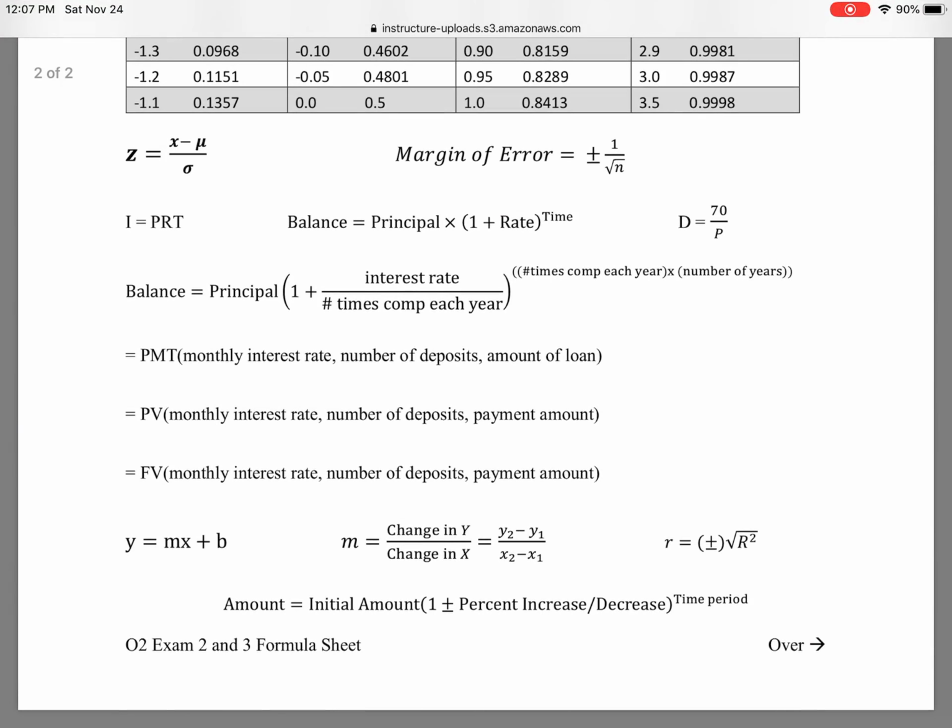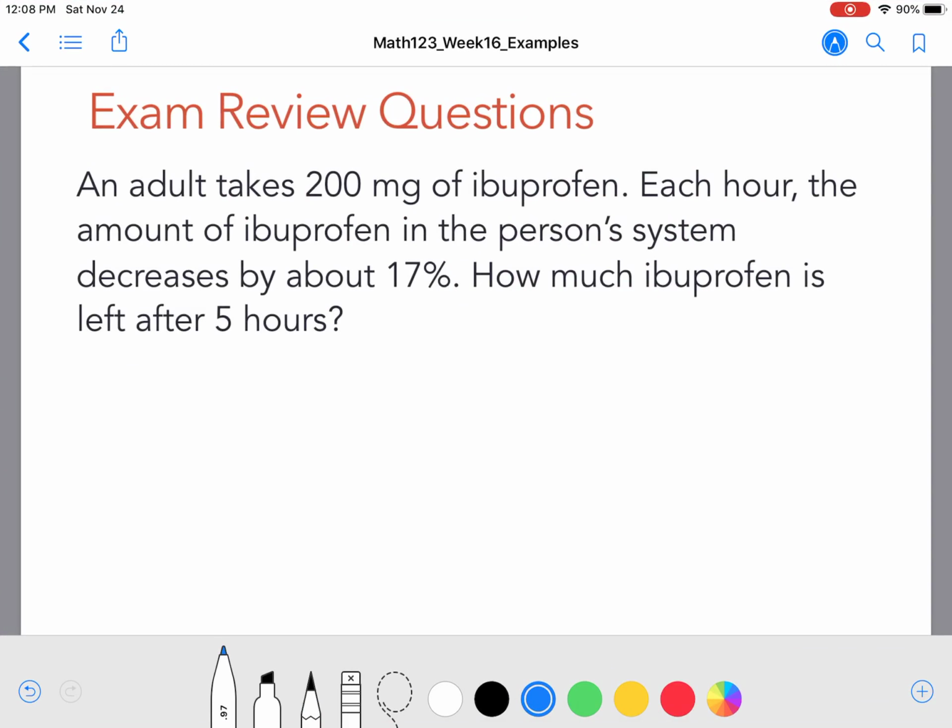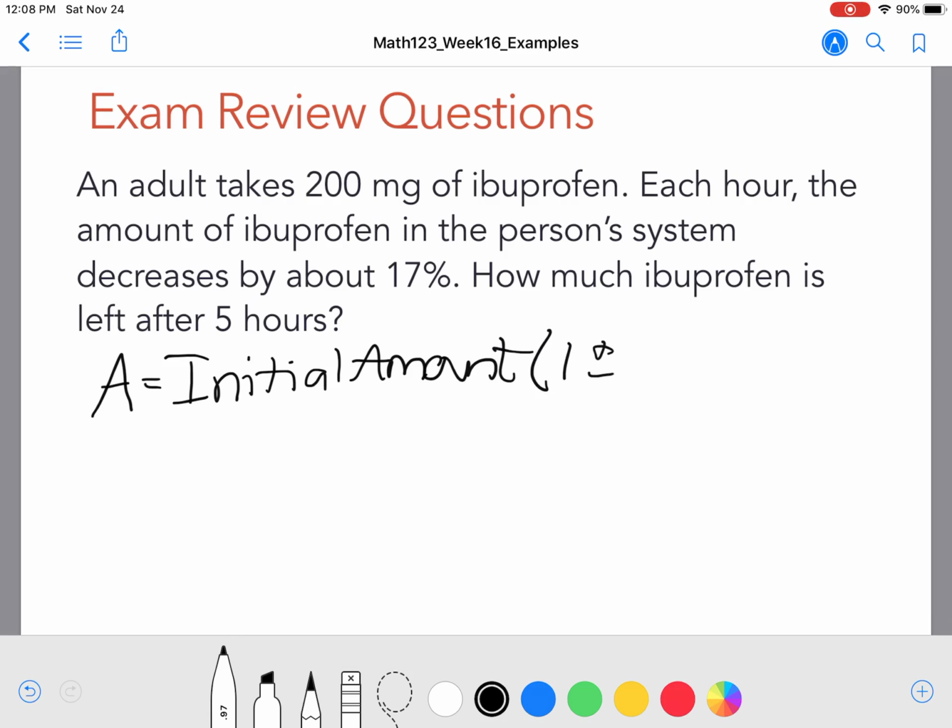Yeah, so the last formula on the entire sheet is exponential growth and decay. Amount equals initial amount times 1 plus % increase or decrease to the power of time. So let me go ahead and write that out on our paper here. So amount equals initial amount times 1, and then it's either plus or minus the % increase or decrease depending on what you have, and then it's to the power of time. All right, so something like this.